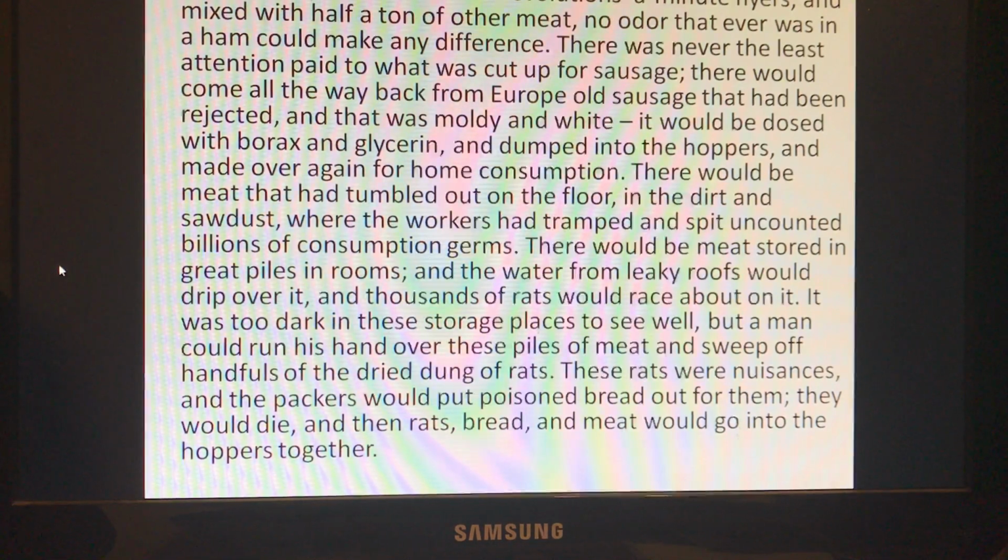Dung is poo. These rats were nuisances, and the packers would put poisoned bread out for them. They would die, and then the rats, bread, and meat would go into the hoppers together. Those hoppers would package the meat and send it out to the stores, and that's what people got to eat. That's what they got from their supermarkets. Pretty bad stuff, folks. Pretty bad stuff.